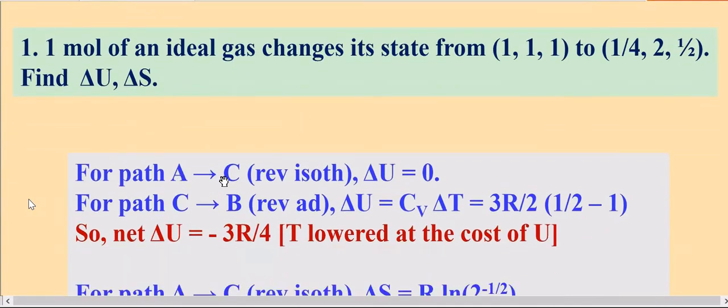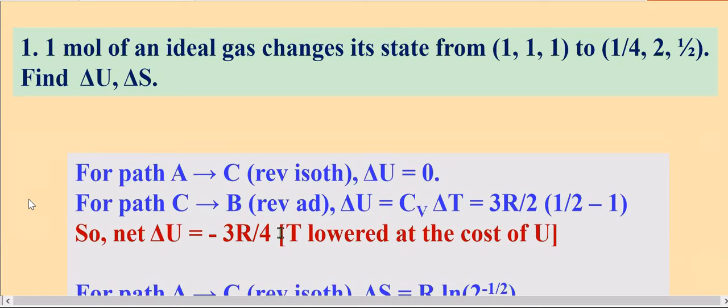So for path A to C, reversible isotherm, delta U is zero, this we know. And for path C to B, reversible adiabat, delta U is n Cv delta T, but n is 1 mole of an ideal gas. So it is 3R by 2, this is Cv, and delta T is half minus 1, because the final temperature is half, and this is 1. Along the reversible isothermal path, the temperature remains 1. So net delta U will be minus 3R by 4.